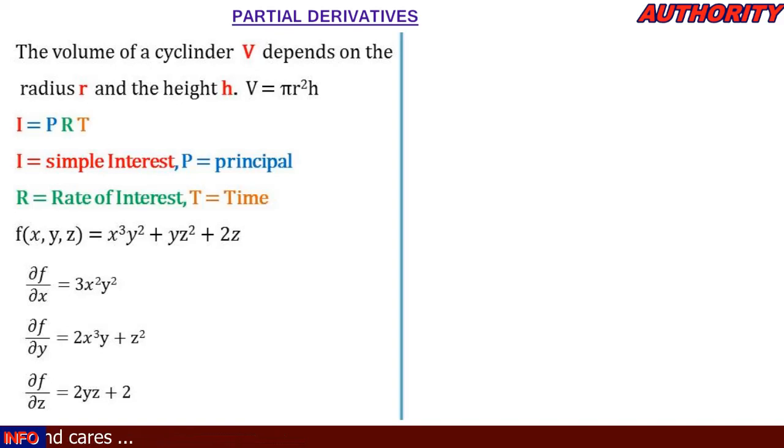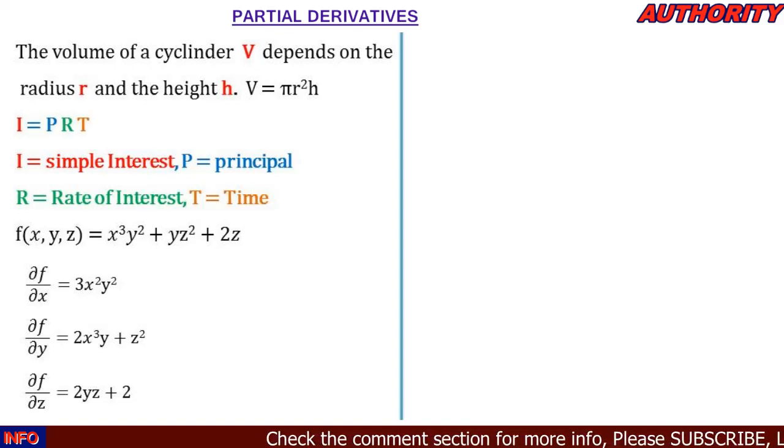Now let's go to the last term. When we differentiate 2z, what will it give us? It will give us 2, because the differentiation of z is what? 1. So 1 times 2, it gives us 2. So the partial derivative of this f with respect to z is giving us 2yz plus 2. You get it right? Yes.